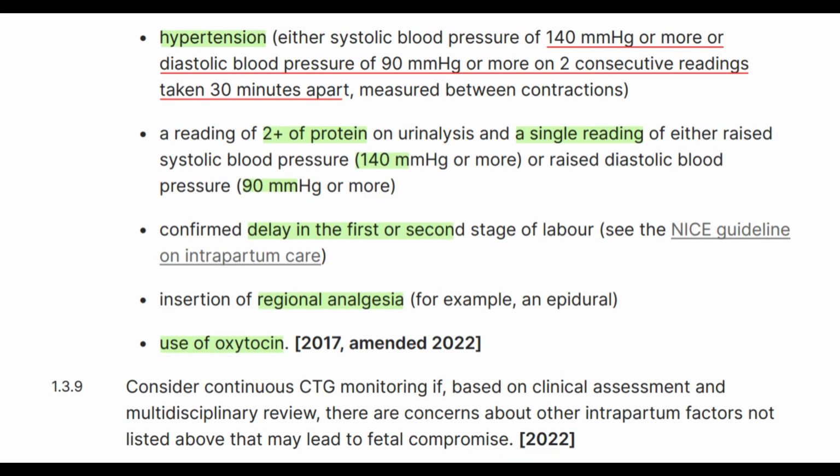Hypertension, either systolic blood pressure of 140 millimeters of mercury or more or diastolic blood pressure of 90 millimeters of mercury or more on 2 consecutive readings taken 30 minutes apart, measured between contractions. A reading of 2+ of protein on urinalysis and a single reading of either raised systolic blood pressure, 140 millimeters of mercury or more, or raised diastolic blood pressure, 90 millimeters of mercury or more. Confirmed delay in the first or second stage of labor. Or insertion of regional analgesia, for example, an epidural. Use of oxytocin. Consider continuous CTG monitoring if, based on clinical assessment and multidisciplinary review, there are concerns about other intrapartum factors not listed above that may lead to fetal compromise.